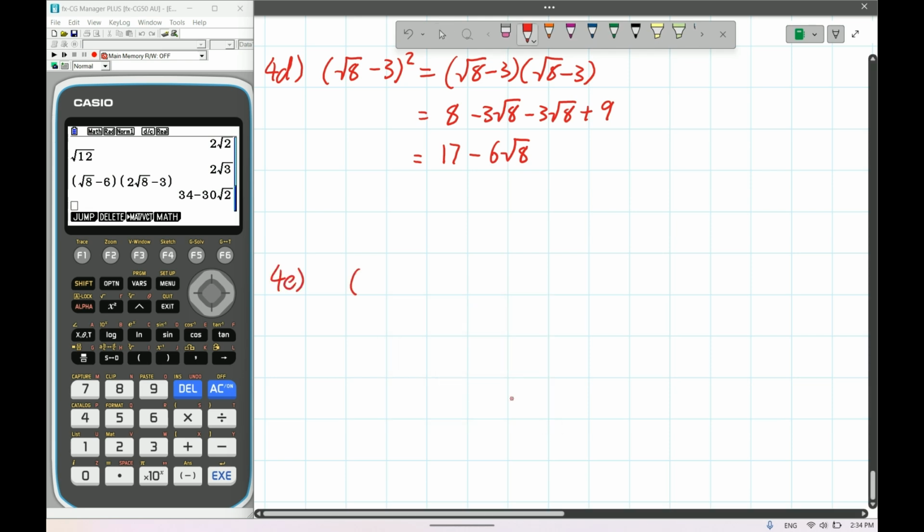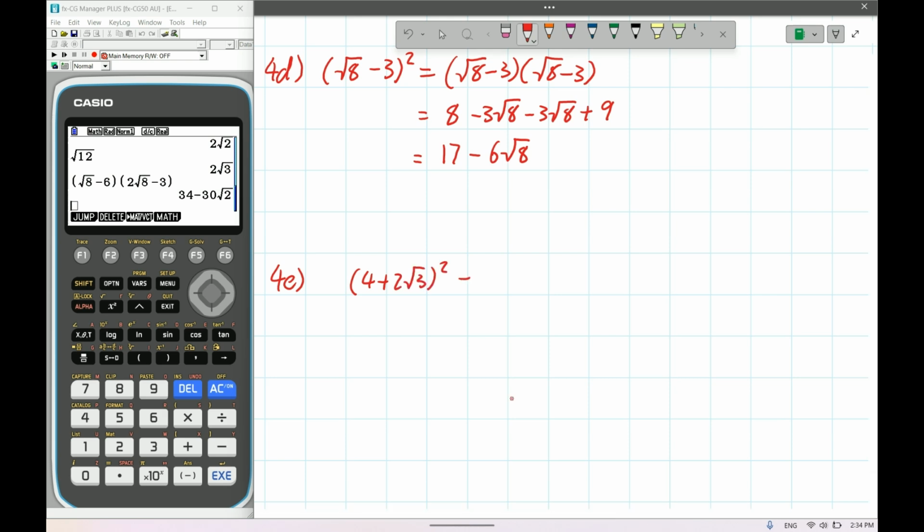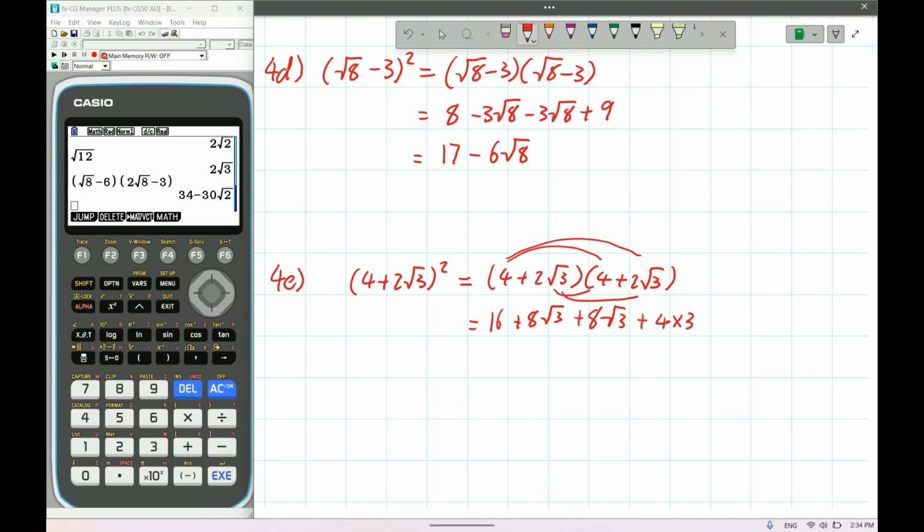For E, what we're looking at is 4 plus 2 root 3 squared. 4 plus 2 root 3 by 4 plus 2 root 3. Okay. So the 4 and the 4, they are times to make 16. These two here will make plus 8 root 3, because the 4 and the 2 were times to make 8. Okay. Then this one and this one make 8 root 3. This one and this one would go 4 times 3.